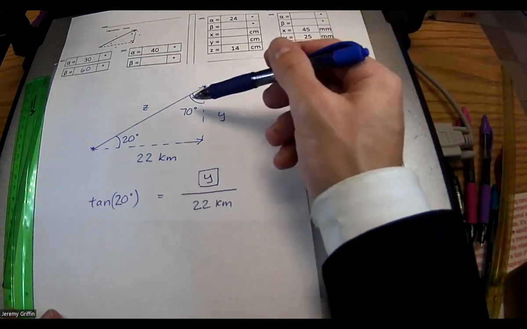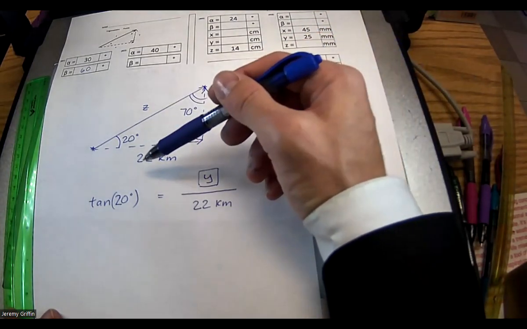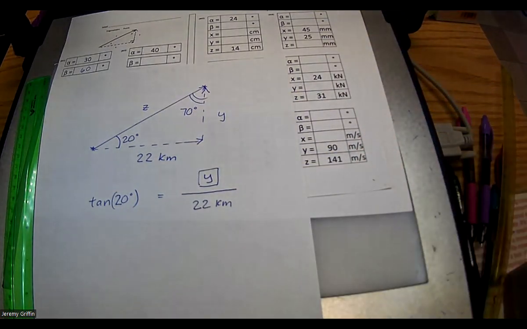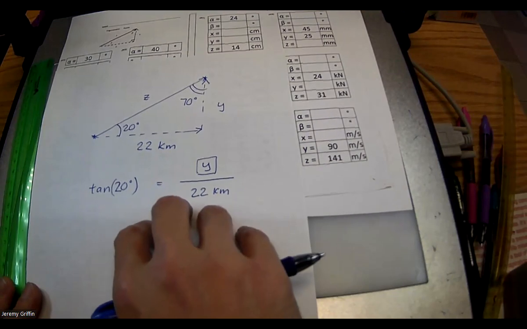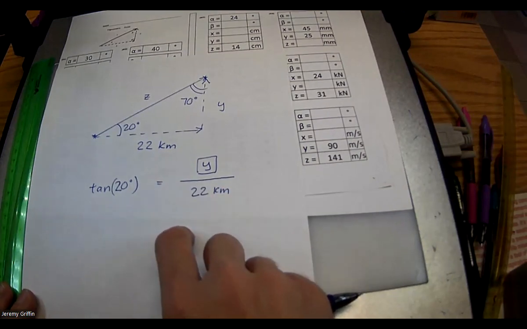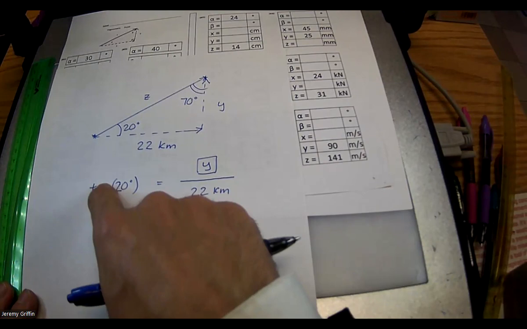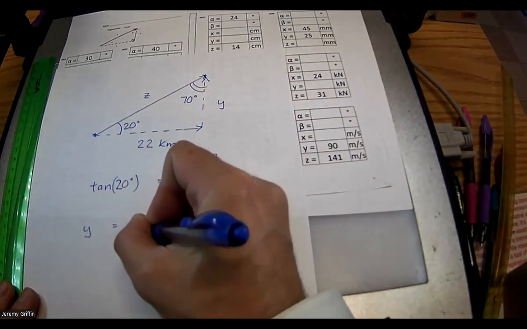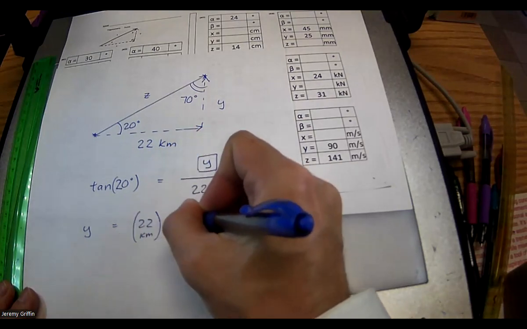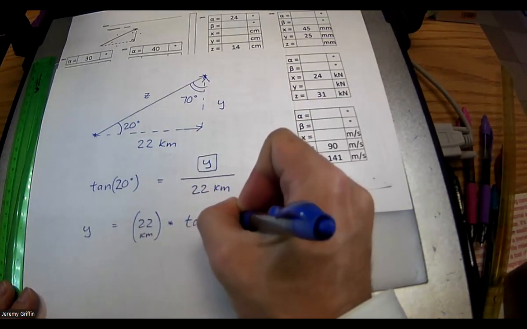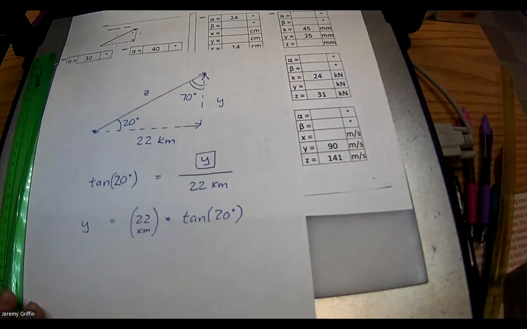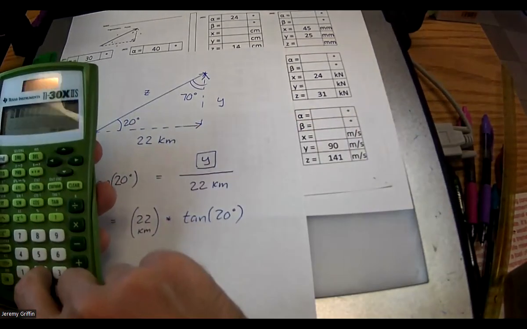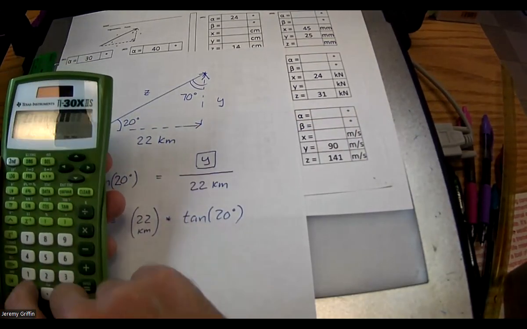You could have said tangent of 70 degrees is 22 kilometers divided by y, but then what you're solving for is in the denominator. It would just be one extra algebra step. Could have done that. But we're one step away from getting the answer. What's the one algebra step? Can you cross multiply? Can you say y is equal to 22 kilometers multiplied by tangent of 20 degrees? Can you do that? So 22 kilometers, tangent 20 degrees.